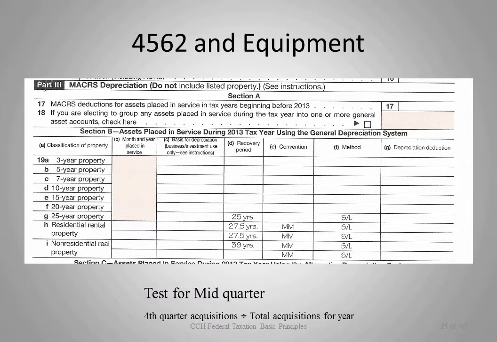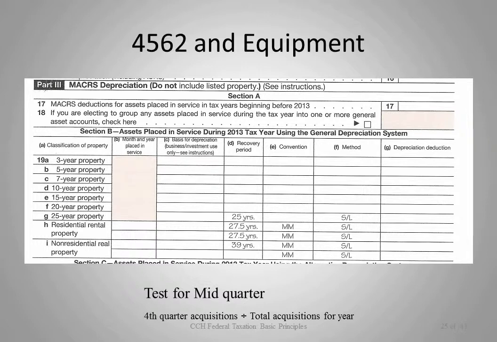Okay, this is the same part 3 of the 4562 that we looked at when we were talking about buildings. I forgot to draw your attention to the fact that if you read Section B, line 19 is only being used for assets placed in service during the 2013 tax year. Items that you placed in service in prior years, you're going to give one number to the IRS, and you're going to put it on line 17, placed in service beginning before 2013.